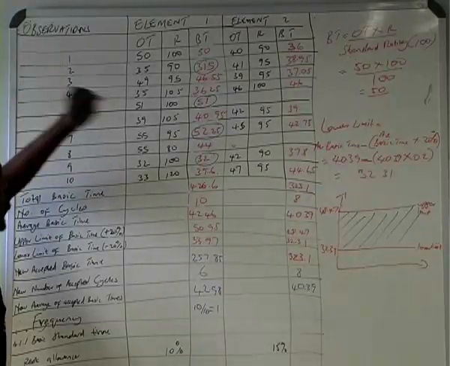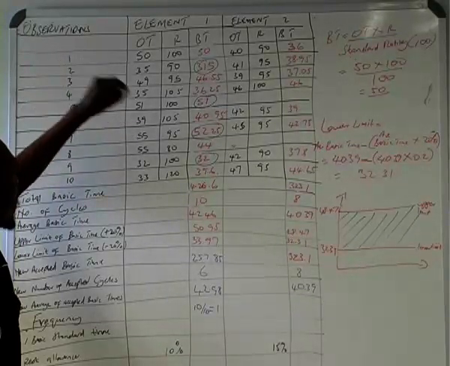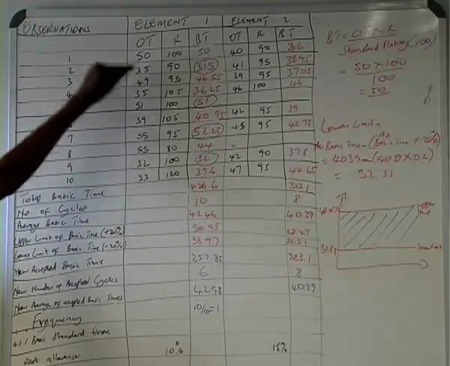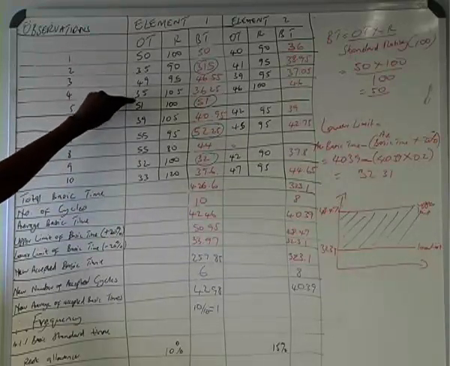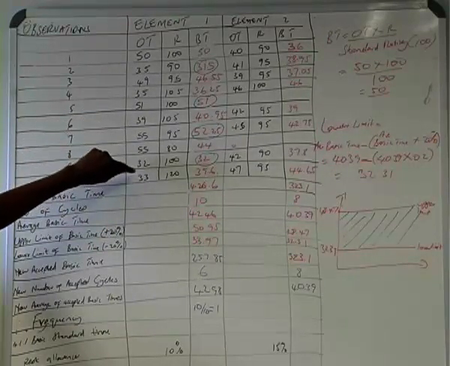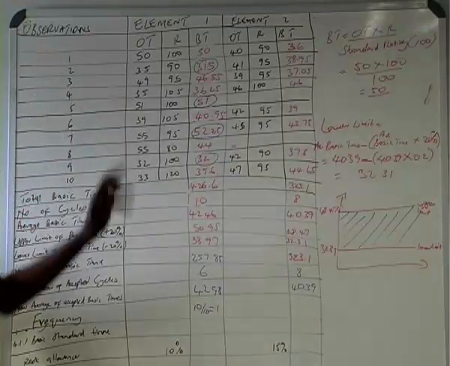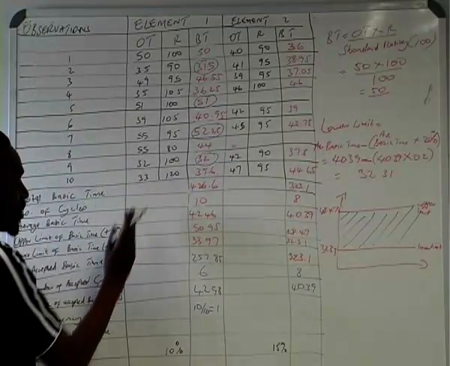And what are the actual observed times that were given for element 1? You are given 10: 1, 2, 3, 4, 5, 6, 7, 8, 9, 10. So there are 10 values you were given. So it's 10 divided by 10.